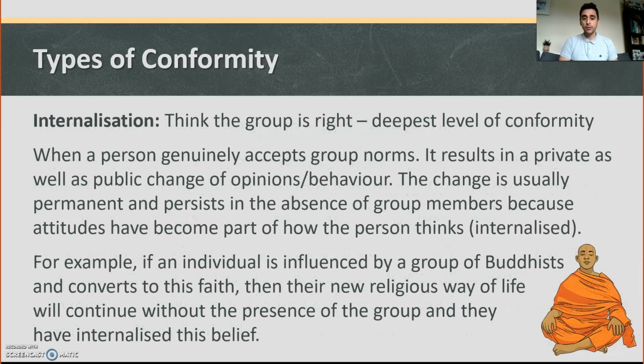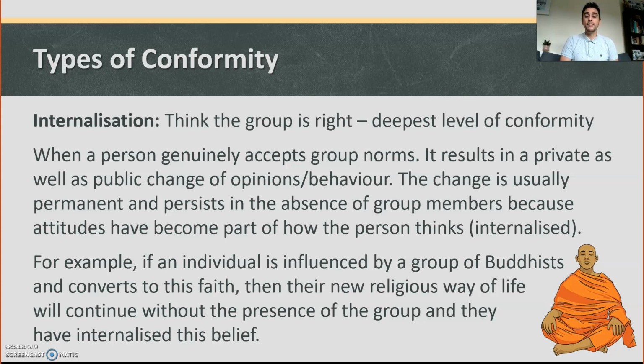The final type of conformity is internalization. You think the group is actually correct, and this is the deepest level of conformity. When a person genuinely accepts group norms, it results in a private as well as public change of opinions or behaviors. The change is usually permanent and persists in the absence of group members because attitudes have become part of the person, of how the person thinks. It has been internalized. You have taken it on board.